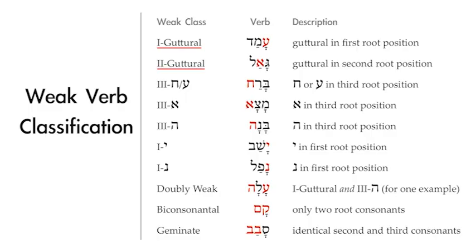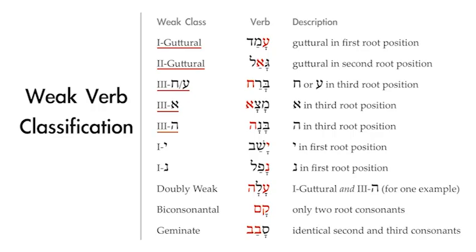With the two guttural category, you're going to have a guttural in the second root position. So with our example ga'al, you'll see the aleph highlighted in red. With third chet ayin, you're going to have either chet or ayin in the third root position, as you see in the example barach. The chet in that example is highlighted in red. With third aleph verbs, you're going to see an aleph in third root position, as you do in the example matzah. They're highlighted in red.